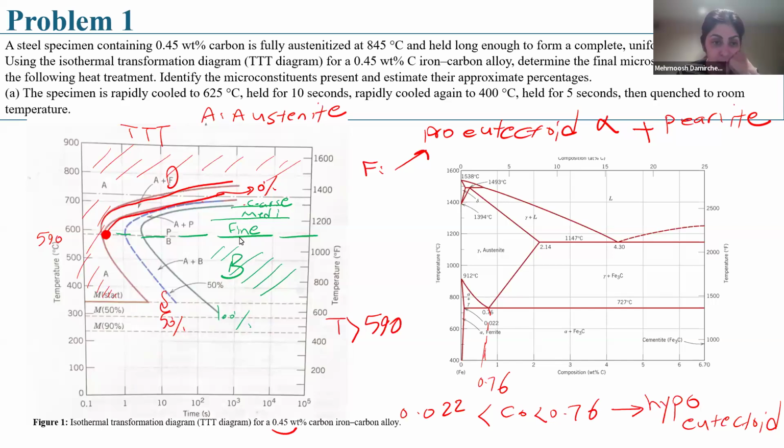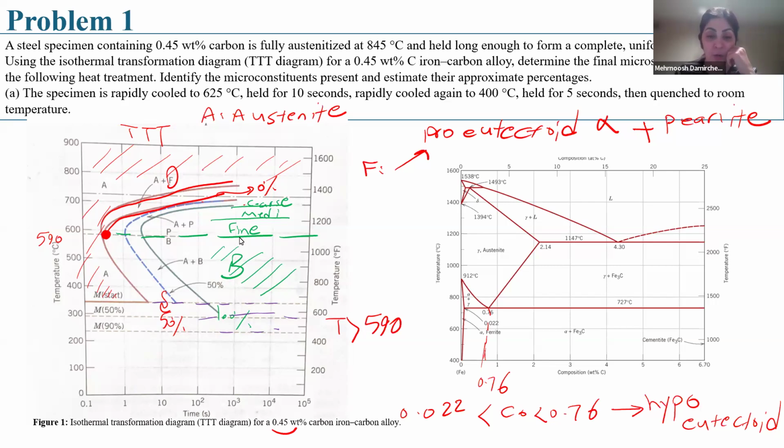What about the other dashed line I show in purple? It is for conversion to martensite, meaning the top one is for 0% converted to martensite, the second one 50%, and the last one 90% to martensite.